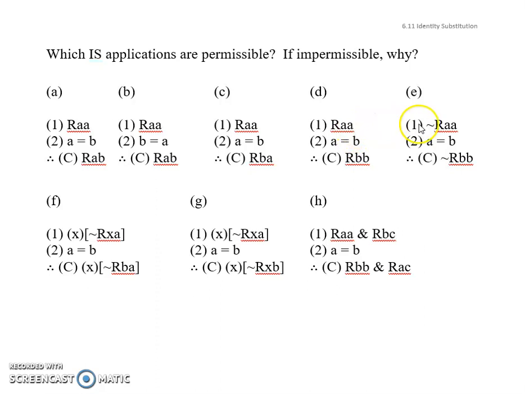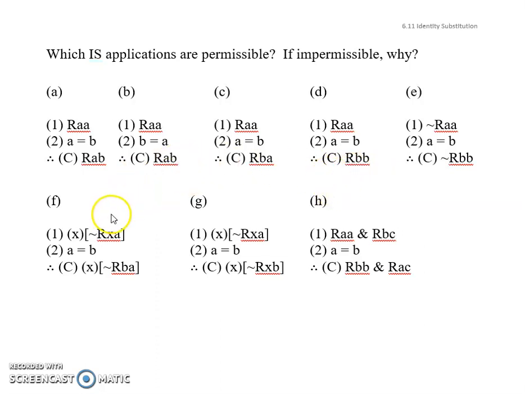All right, let's go ahead and take a look at E. Does the negation here change anything? No, it does not. E is permissible as well. You are absolutely allowed to do that kind of thing, okay? So it's just sort of making explicit all the allowances and prohibitions of identity substitution here.